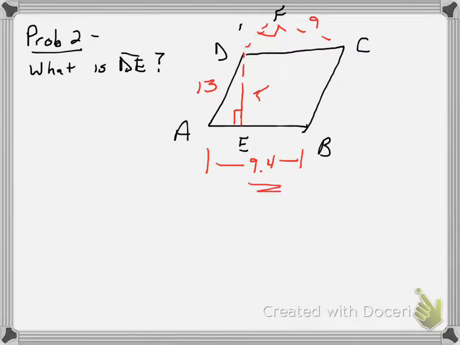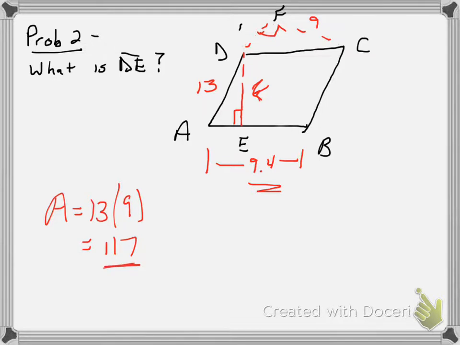Well, I can take the area. I want to take the area, which I can find by base, which is 13, times this height over here, which is 9, which ends up giving me 117.